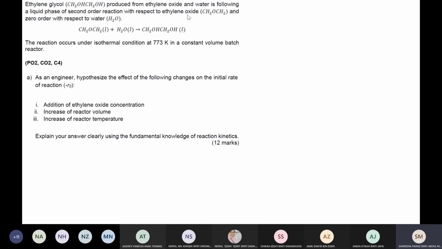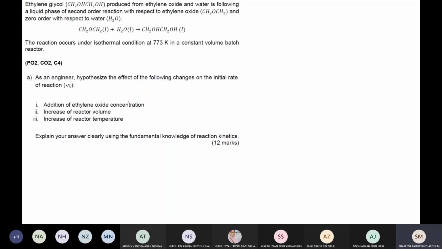So make sure you look at here. This one is for A and another one is for B. So for A, it's addition of ethylene oxide concentration. This is the equation. It asks you to explain your answer clearly using the fundamental knowledge of reaction kinetics.